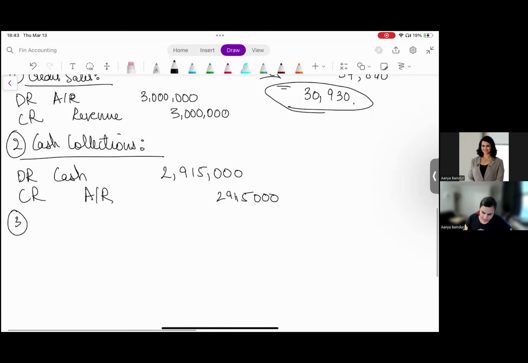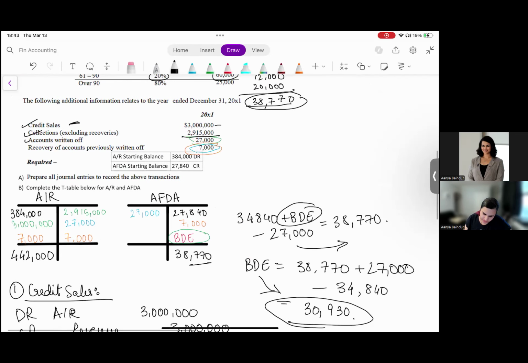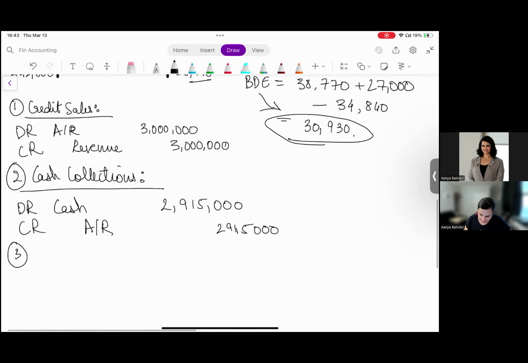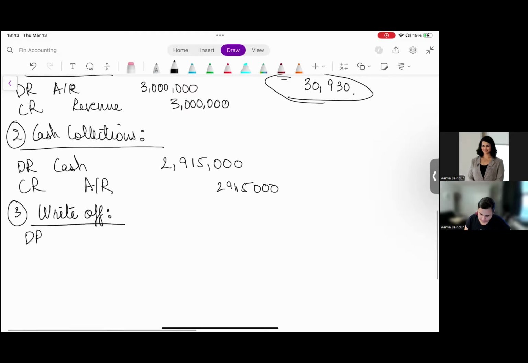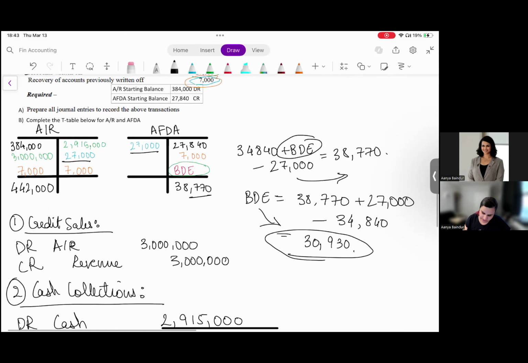And now let's go to part 3, which is the write-off. So when we wrote off, we credited accounts receivable and we debited allowance for doubtful accounts. So let's do that. So a write-off is allowance for doubtful accounts debit, and we credited accounts receivable for 27,000. Right? Now, next we do a recovery.